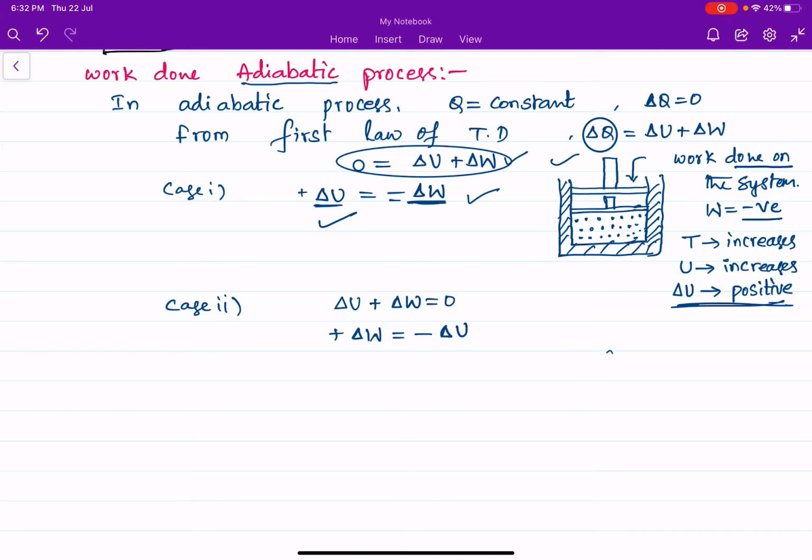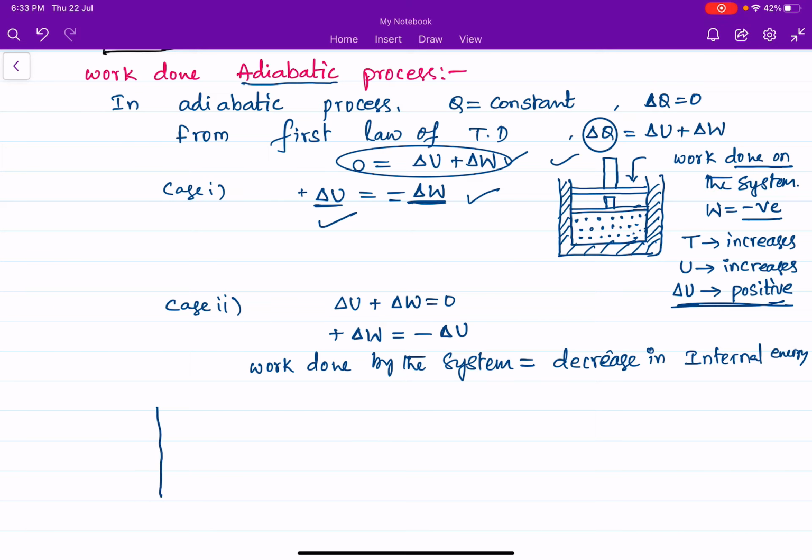So here, positive work done means what? Work done by the system. Work done by the system is equal to the negative of the change in internal energy. That means a decrease in internal energy. Okay, I will explain this with the diagram.